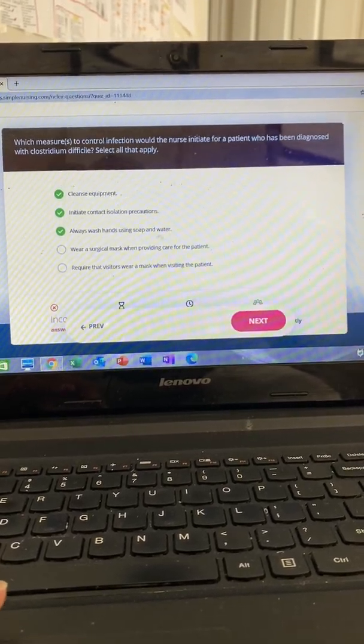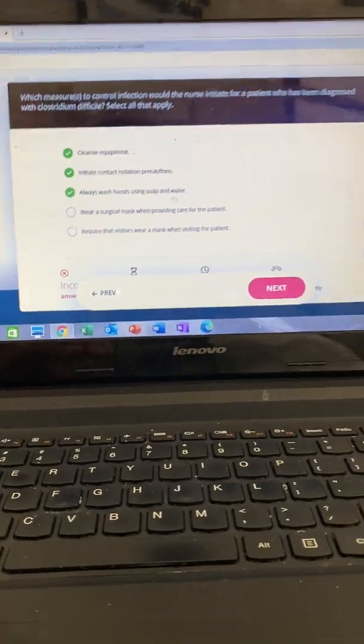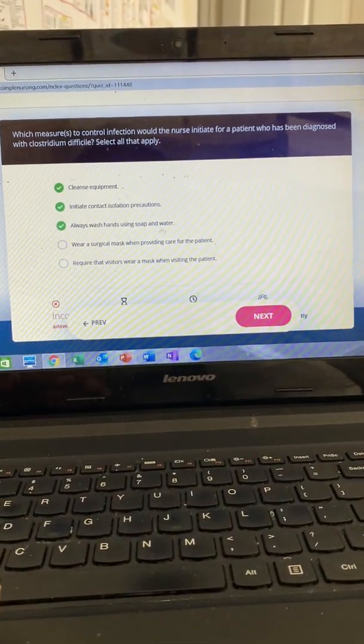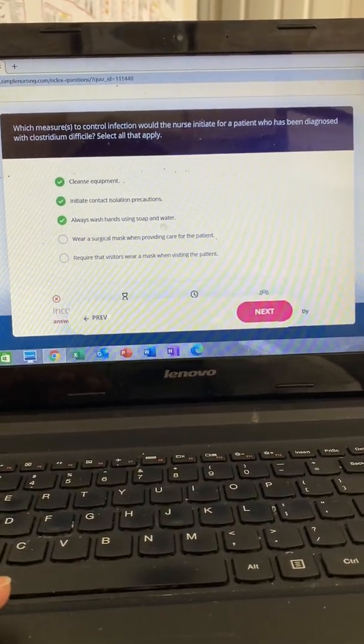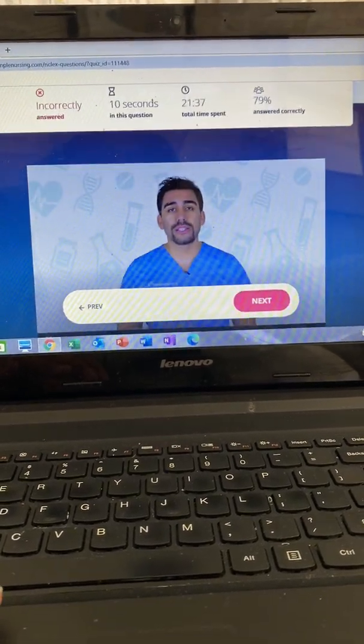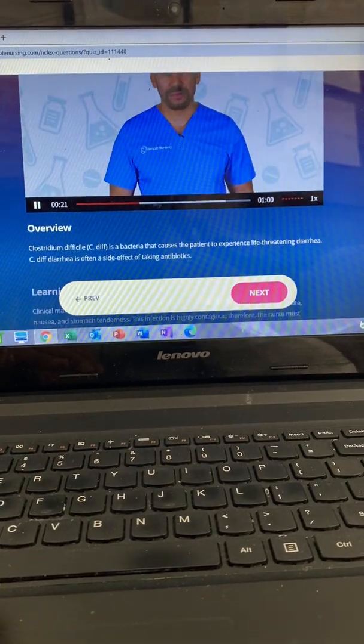Now, using our 3 steps, let's break this down. This question's asking for measures to implement for the key problem, C. diff infection. So the first thing we're thinking before looking at the options are contact precautions with stool. Remember, C. diff is in the stool. So guys, the solutions we're looking for are ways to prevent the spread of this infection.